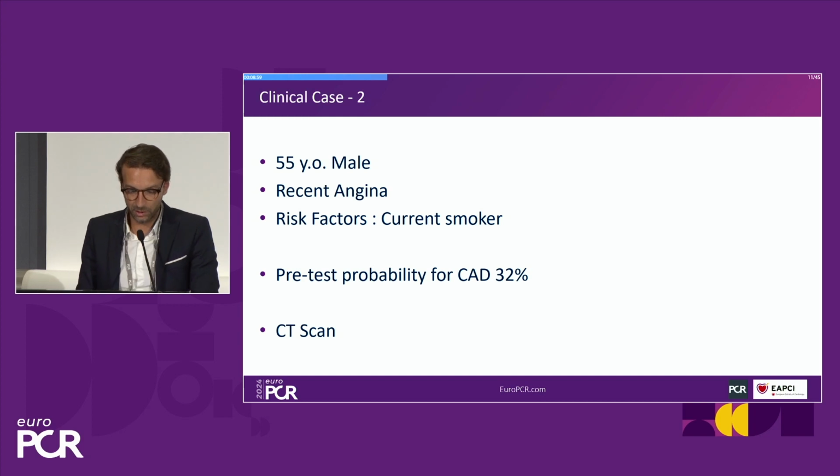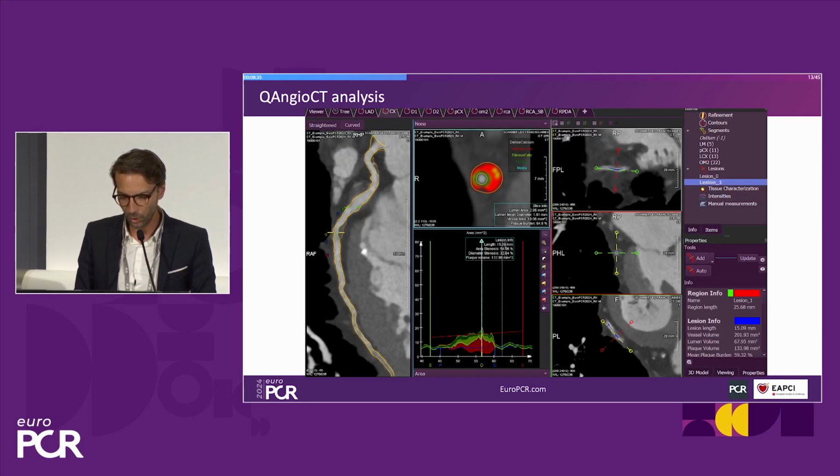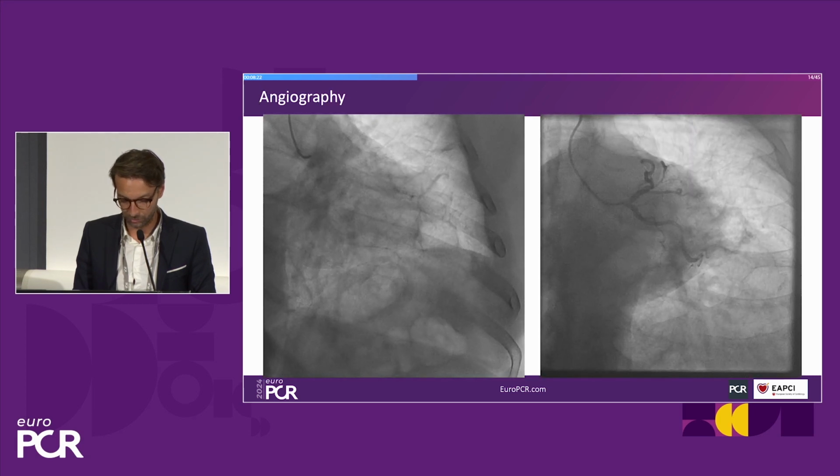Now, a second clinical case, a 55-year-old male, recent angina, current smoker. He also had a CT scan that we analyzed with the Medis application Q-angio-CT analysis, and that showed this time, on the left circumflex, a lesion with hypodensity and eccentric remodeling. When we analyzed the lesion more deeply, we also saw a massive necrotic core with predominant fibrofatty tissue. So again, a vulnerable lesion.